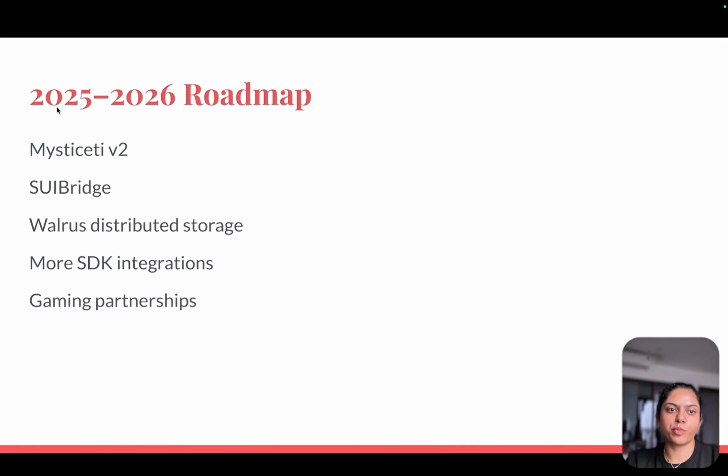Now the 2025 and 2026 roadmap of Sui. Here's what is coming. Mysticeti V2, a faster execution engine. Sui Bridge, an official cross-chain bridge, is being introduced. Walrus, a distributed object storage. Then SDK expansion: Unity, Unreal, TS and JS SDKs are being introduced. New gaming partnerships are also there. Sui is setting itself up to become a foundational chain for games and performance-focused apps.